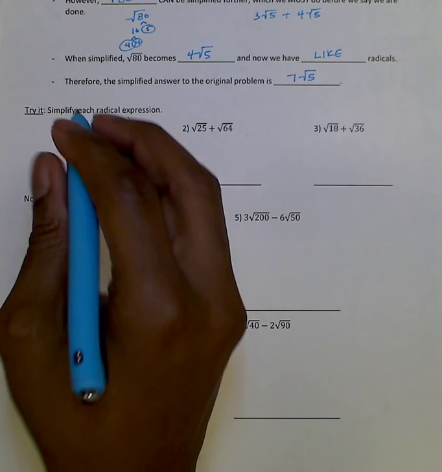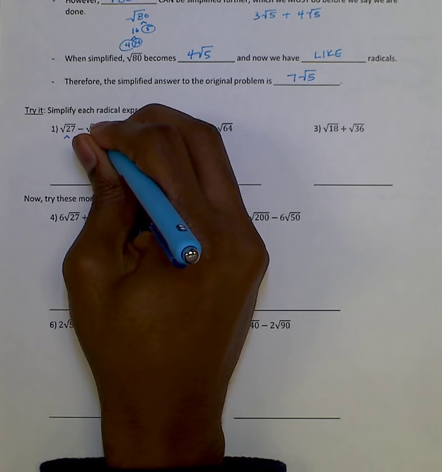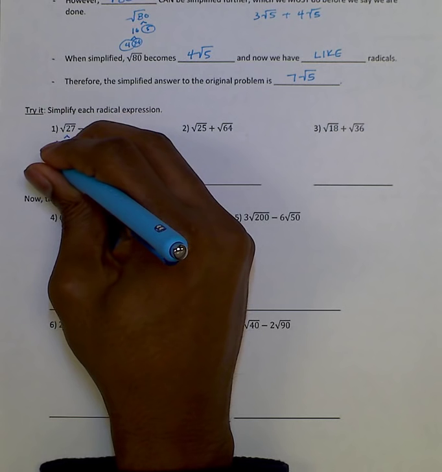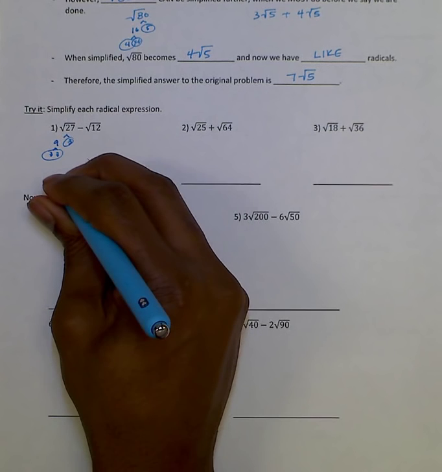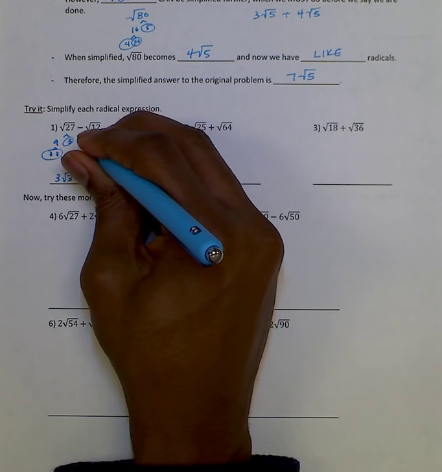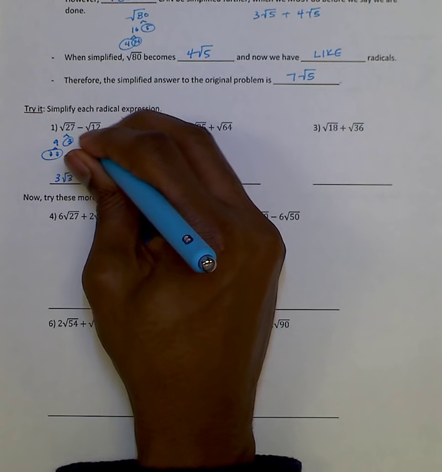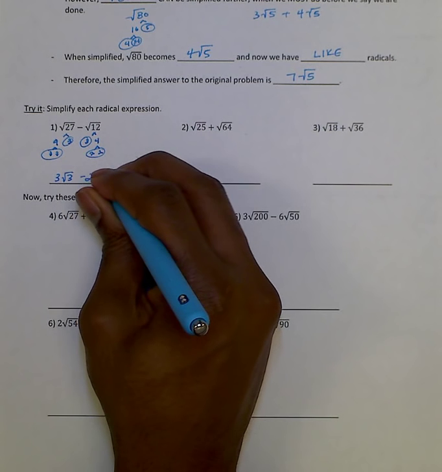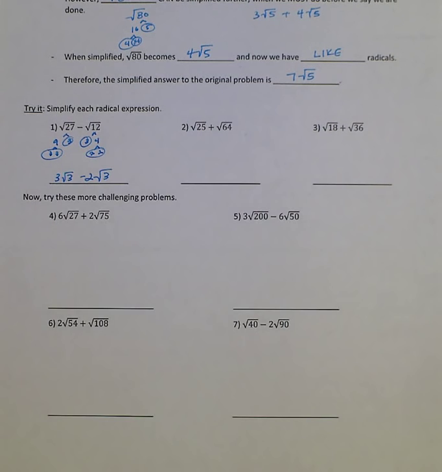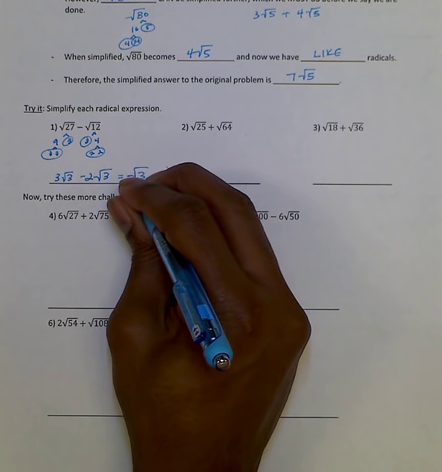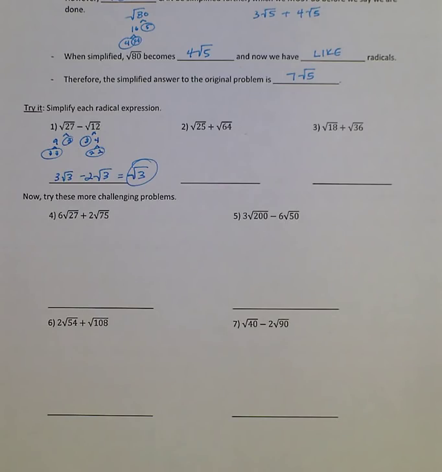Number 1, we have radical 27 and radical 12. They aren't the same, so we're going to simplify. So radical 27 becomes 3 radical 3. Radical 12, and I wrote that on the wrong line, sorry guys, becomes 2 radical 3. So 3 radical 3 minus 2 radical 3 will give us 1 radical 3, or just radical 3. Okay?